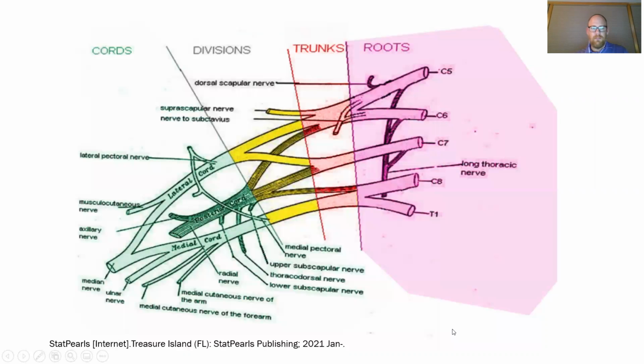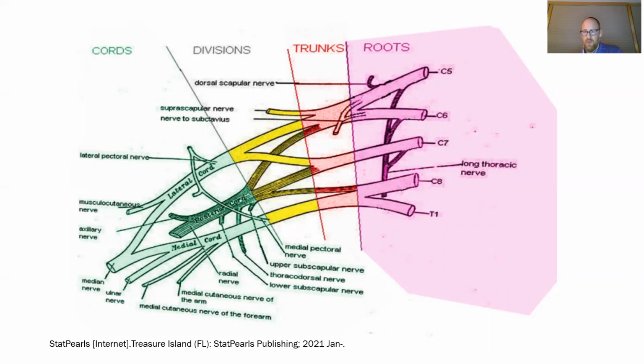All right, here we go. So we can see that kind of borne out here a little bit. We've broken it down. Once again, brachial plexus, 5 roots. Superior trunk arises from C5, C6. Middle trunk arises from C7. Inferior trunk arises from C8, T1.